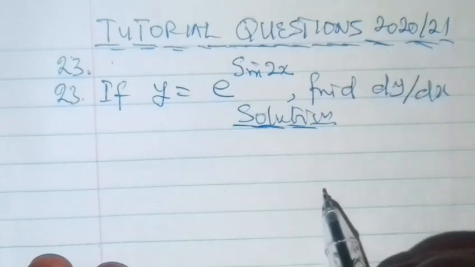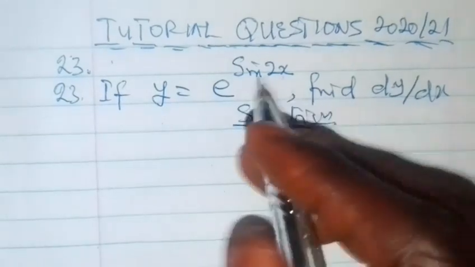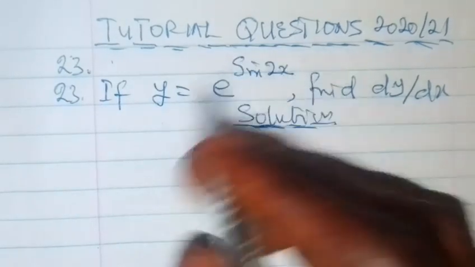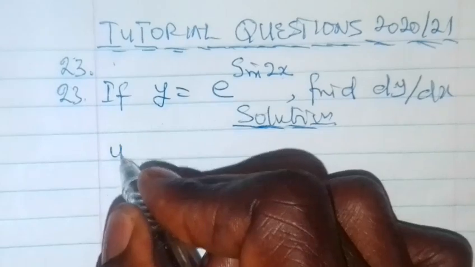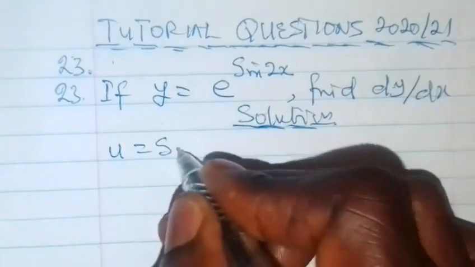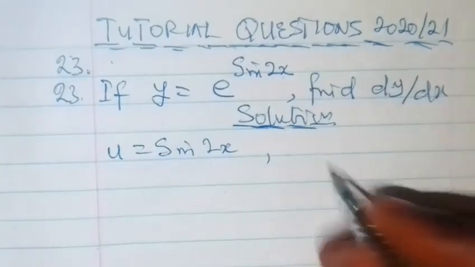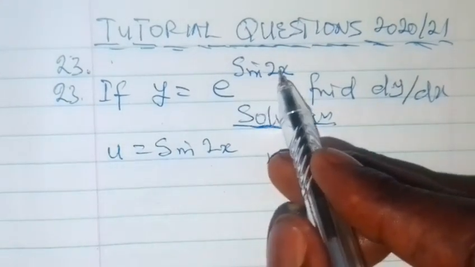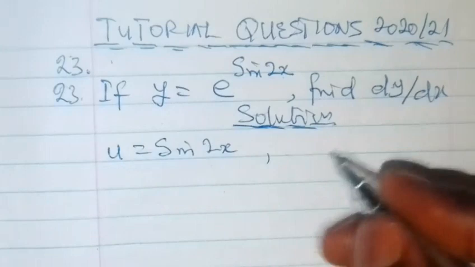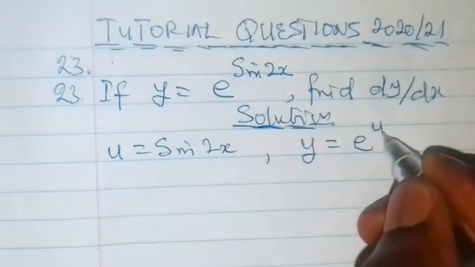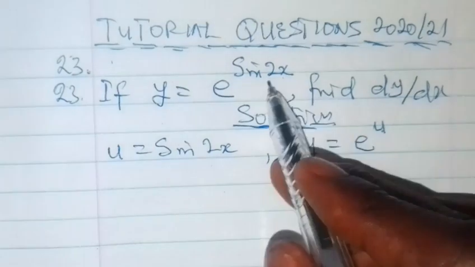If you are to solve this problem, the very first thing you are going to do is to make a substitution for this trig function here. So we are going to say let u equal sine 2x. That's the first thing we are going to do. Then if we replace sine 2x with u, this function will now be rewritten as y equals e power u. So the u has taken the place of sine 2x.